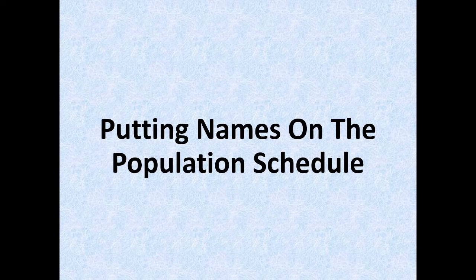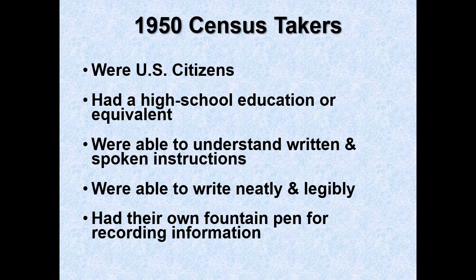Now, names don't magically appear on the population schedule. Census takers put them on that schedule. So let's find out who these people are, these 1950 census takers or enumerators. They had to be U.S. citizens, have a high school education or equivalent, able to understand written and spoken instructions, and able to understand people when they interview them. They could be immigrants with very strong accents. They were able to write neatly and legibly.